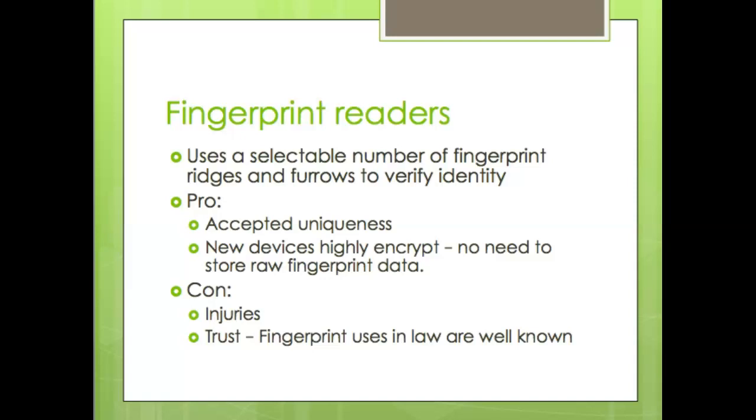Fingerprint readers use a selectable number of fingerprint ridges and furrows to verify identity. The ridges are the raised part of a fingerprint. The furrows are the sunken-in valley parts. Remember that because it's kind of a cool factoid, if you will. The ridges and furrows verify that unique identity.